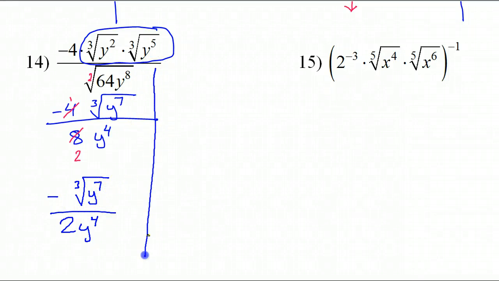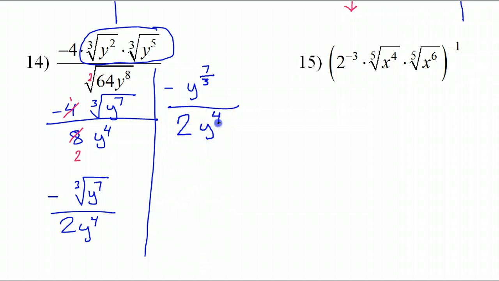So let me wrap around. I see 7 is the power and 3 is the root. So I could rewrite this numerator as negative, let's see, I could use a fractional power. Whoa, I didn't mean to put that negative on there. Power over root. So that is 7 over 3. And then down here I've got 2y to the 4th power. Now hopefully you can guess what I'm going to do with the y's next.